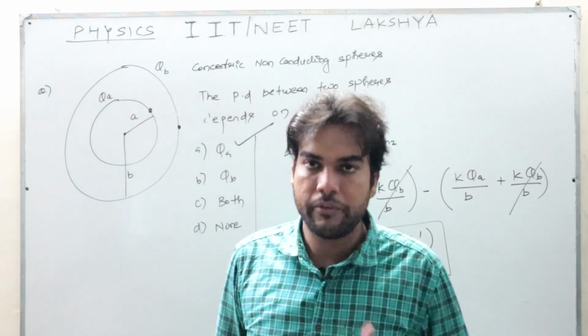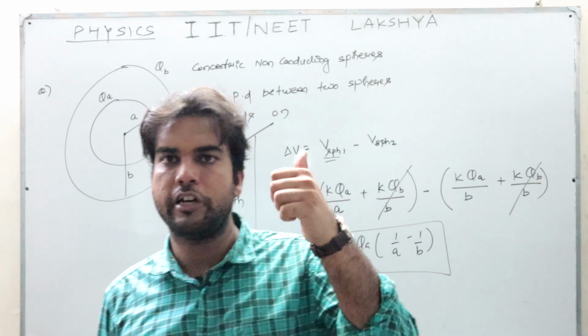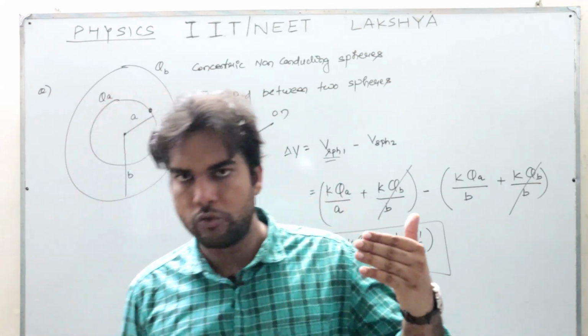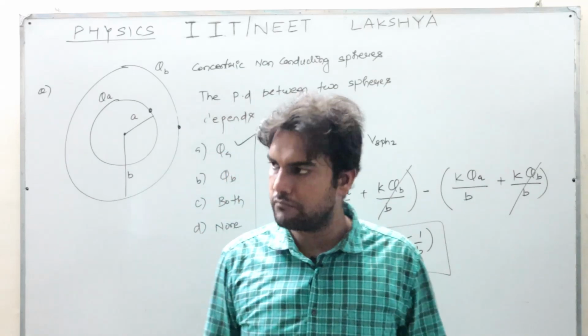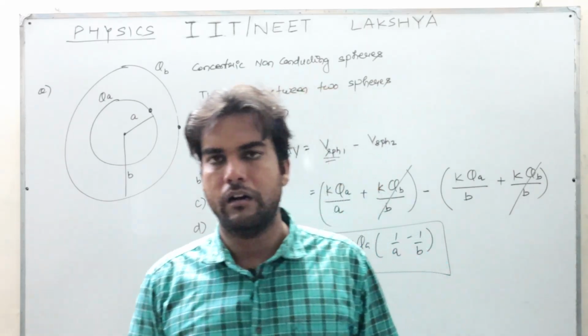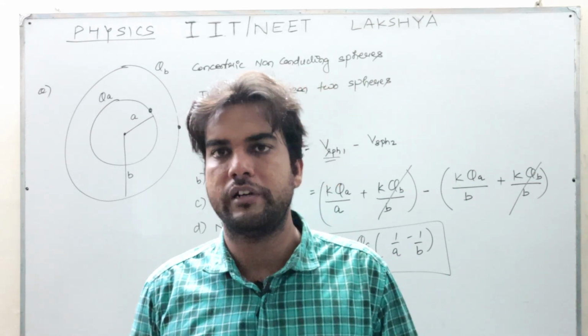I hope it is clear to you, and these were your concepts of potential due to spheres. Before this we have already completed potential due to a point charge, kq by r, potential due to a ring, and potential due to a dipole. Today we have seen potential due to charged spheres, and the cases of conducting, non-conducting, hollow, solid, everything.